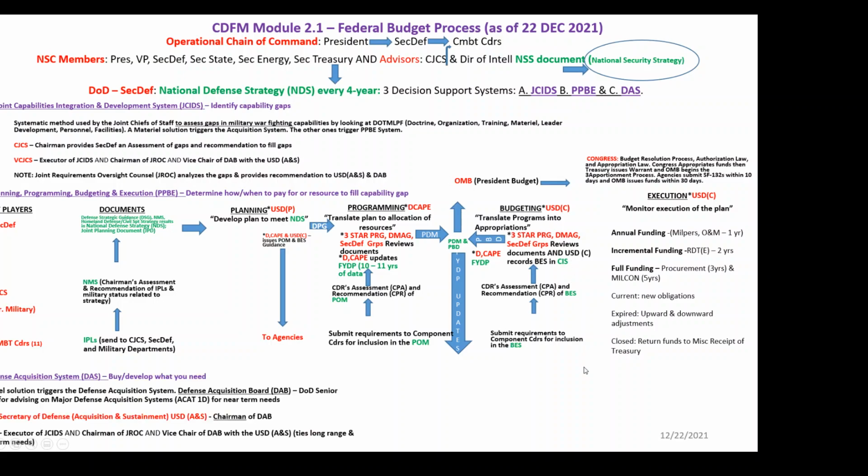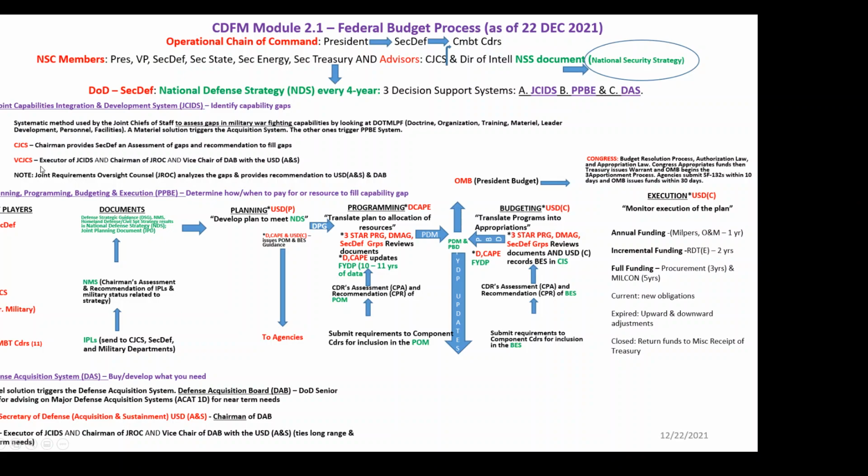Then the third system that is used by the DoD is the Defense Acquisition System. So if you remember, when we talked about JCIDS, as they review the DOTmLPF, if the capability gap is filled by a material solution, then it triggers the Defense Acquisition System. This is how we buy or develop what is needed. So material solution triggers the Defense Acquisition System.